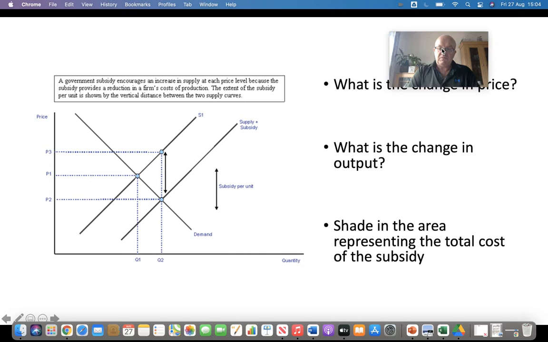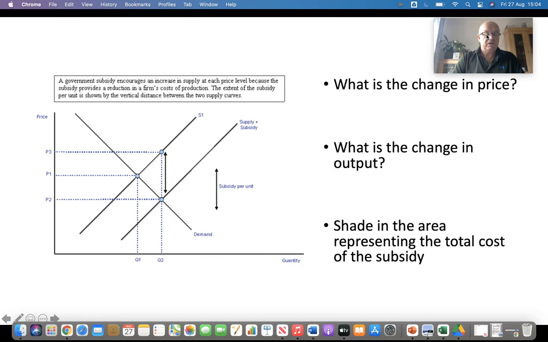So let's move on and take a look at what that actually means. There are some examples in your booklet, where this is a typical example of a government subsidy that encourages an increase in supply at each price level, because essentially what the subsidy does is allow the firm's cost of production to be reduced. The extent of the subsidy, for a subsidy per unit, is shown by the vertical distance between the two supply curves, as you can see.